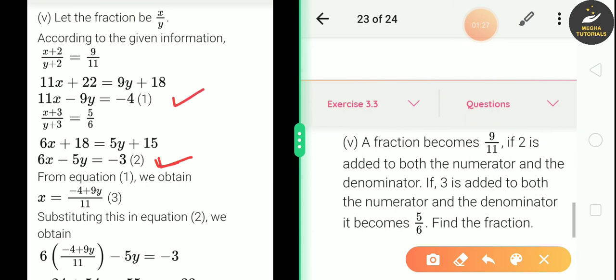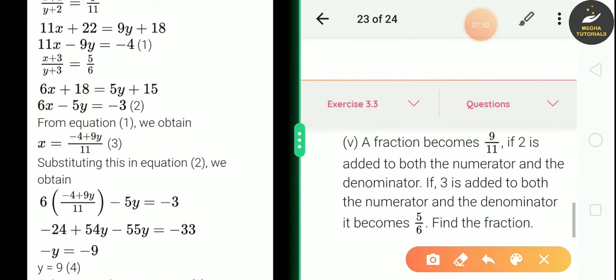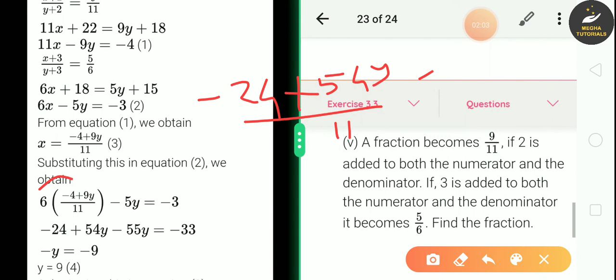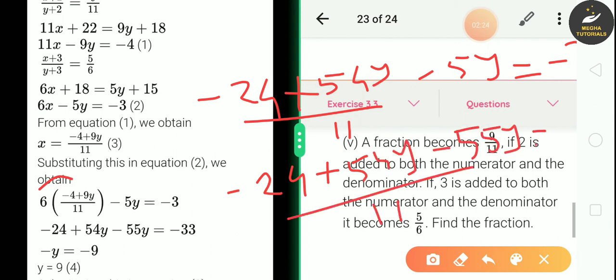So from equation 1 we can get x is equal to minus 4 plus 9y upon 11. Then put this value in this equation, equation 2. So we'll get 6 into minus 4 plus 9y upon 11 minus 5y is equal to minus 3. Next, multiply 6 in the bracket. So we'll get 6 into minus 4 minus 24, 6 into 9 54y upon 11 minus 5y is equal to minus 3. On left hand side, take LCM, so we will get minus 24 plus 54y minus 11 into 5 55y upon 11 is equal to minus 3.